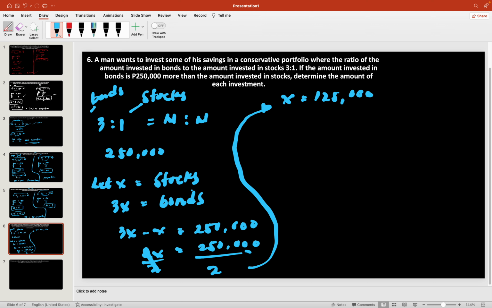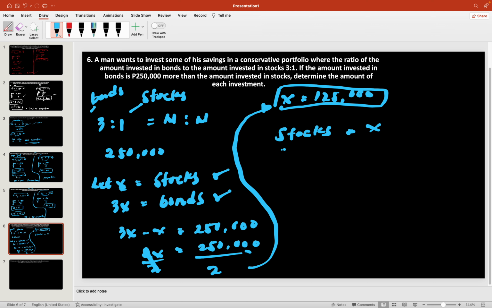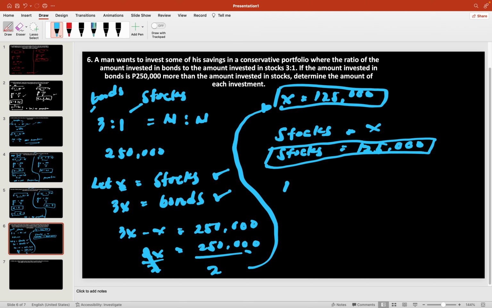Okay, so para malaman natin kung ano yung stocks natin at yung bonds, substitute lang natin yung values ng x. Okay, so for the stocks natin, ang value niya is x lang, so substitute lang natin yung x. Stocks, yung value lang ng x is 125,000. So, this is the starting investment for the stocks natin. Then for the bonds, this equals 3x. Substitute lang natin yung x to 125. So we have bonds is equal to 3 times 125k.